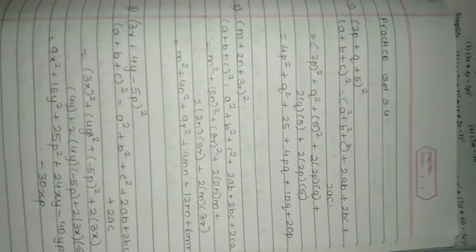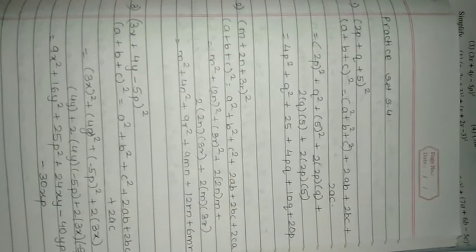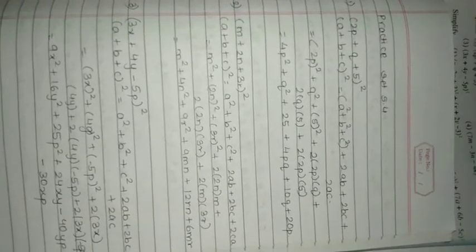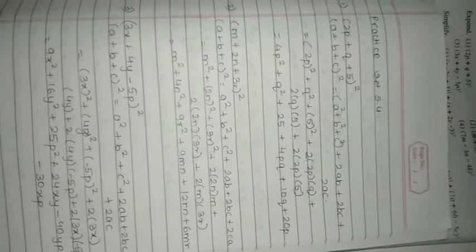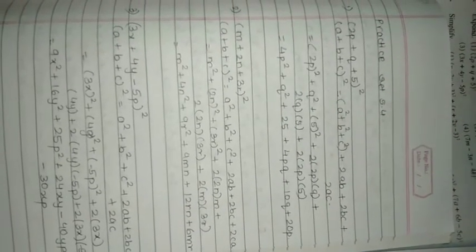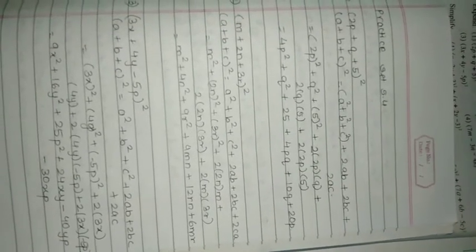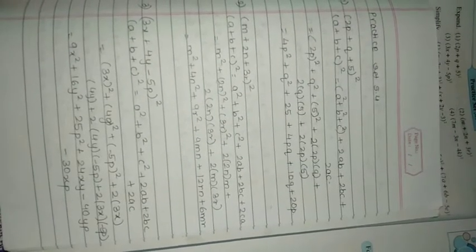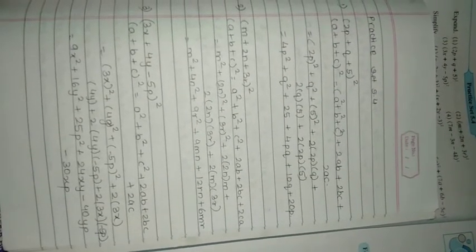So, practice set 4 is based on a simple formula, that is (a + b + c) whole square, which is equal to a square plus b square plus c square plus 2 times of ab, 2 times of bc plus 2 times of ac, or you all can say ca. It is one and the same. So the formula we are going to refer to is (a + b + c) the whole square, which is equal to a square plus b square plus c square plus 2ab plus 2bc plus 2ac.